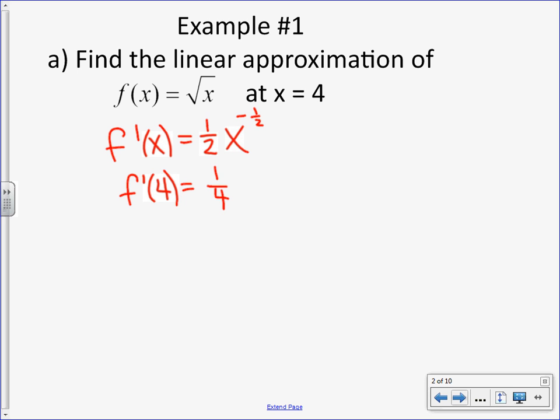Do we have a point? What is our point? 2, 4, or 4, 2? We have the point 4, 2. Plug 4 in the square root of 4. To write a line, we need a point and we need slope. We had slope, now we need our coordinate. So you just plug in the x value? Yes.